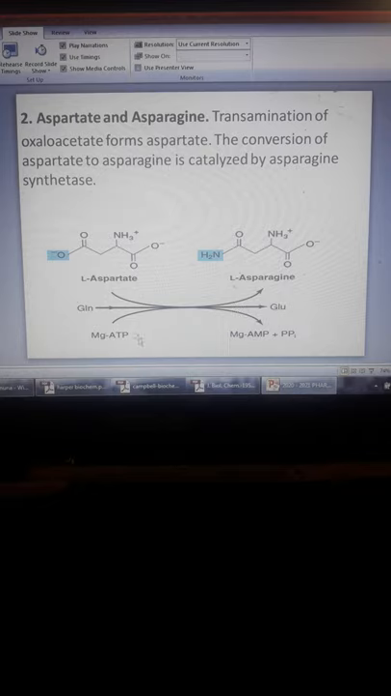Okay? So there is utilization of magnesium. Magnesium is what we call the cofactor of the reactions. Cofactors are the ones that facilitate the reactions. So ATP is converted to AMP. So almost two phosphate groups are utilized during the reactions. So you have adenosine triphosphate to adenosine monophosphate plus the two phosphates, or the diphosphate, or the inorganic phosphate. Okay? Next.